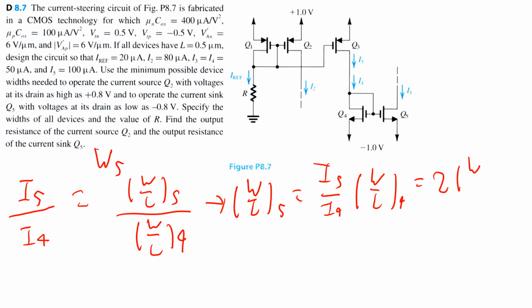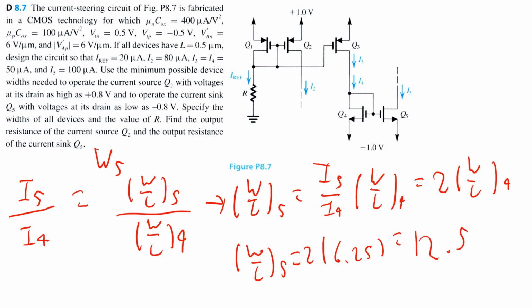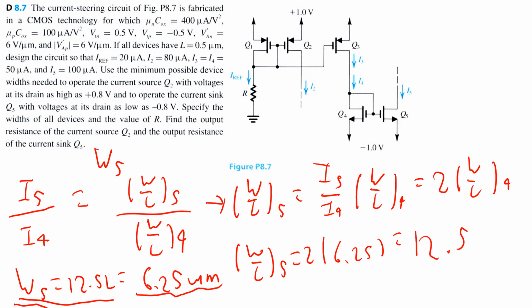2 times W over L for Q4, and W over L for Q4 was 6.25, so W over L for Q5 will be equal to 2 times 6.25, and that is equal to, let me pull up my calculator, 12.5. Meaning that W5 is equal to 12.5 L, where L is still just 0.5 micrometers. So W5 will be equal to 6.25 micrometers. So we doubled the current, therefore we had to double the width. All right, let's move on to the rest of the problem.